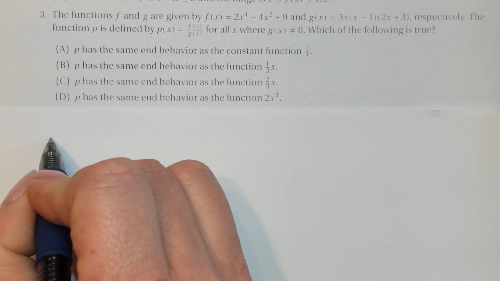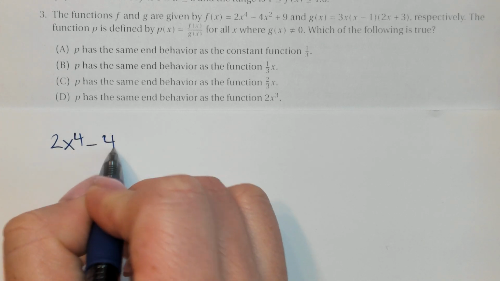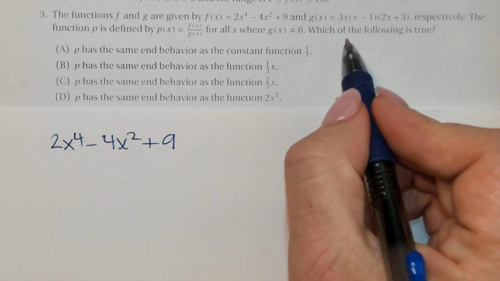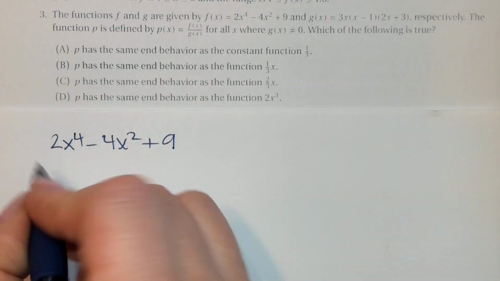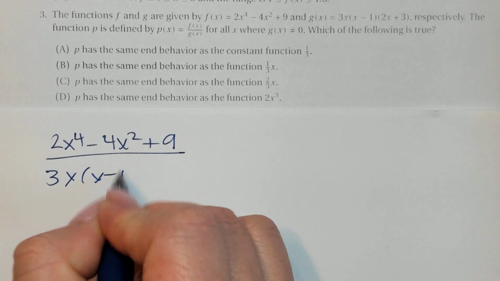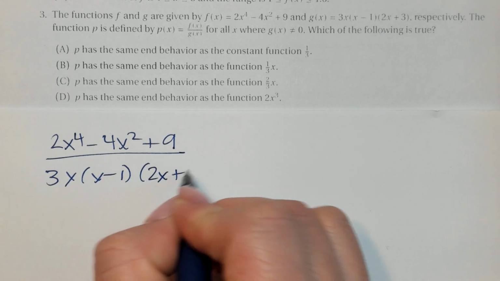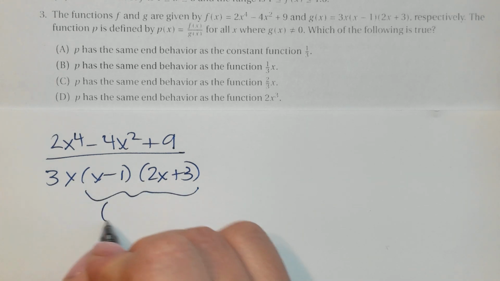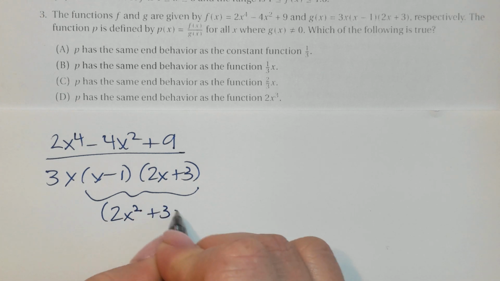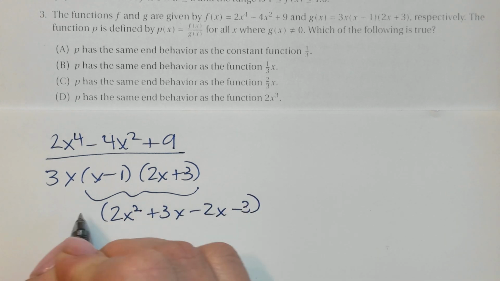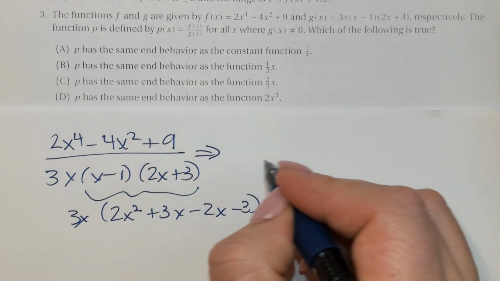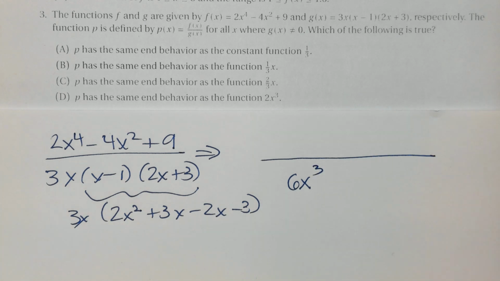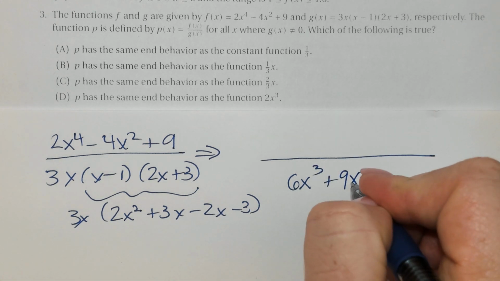I know that f of x is equivalent to 2x to the fourth minus 4x squared plus 9. And then I see that g of x is going to be 3x times x minus 1 times 2x plus 3. Now I'm going to go off to the side here and FOIL this out. So I'm going to go front, outside, inside, and last. And then I'm going to distribute the 3x all the way through. So I end up with 6x to the third power plus 9x.